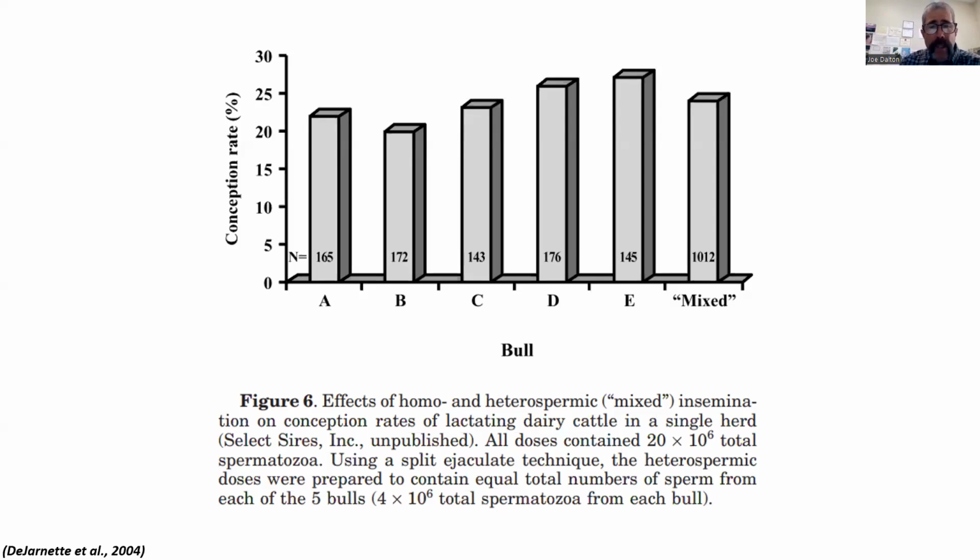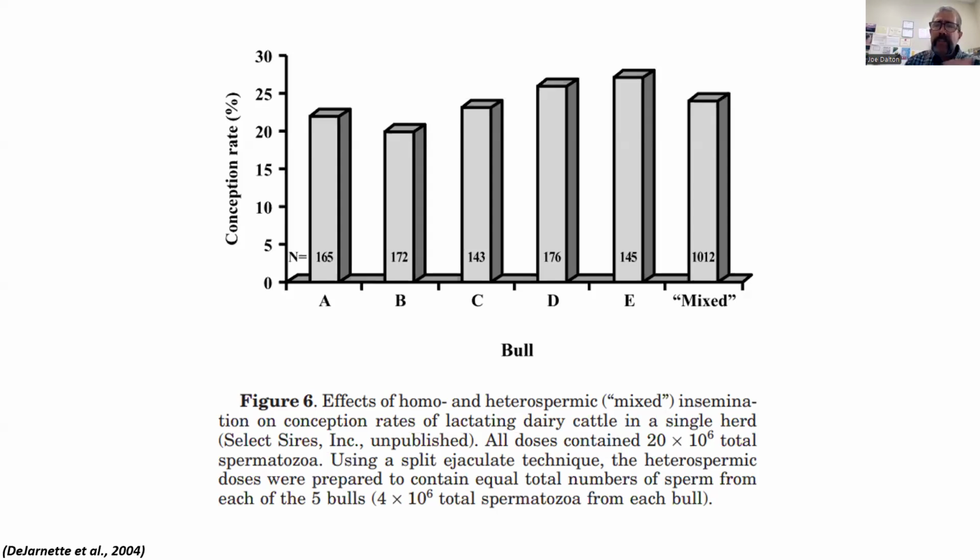The heterospermic doses were prepared to contain equal numbers of sperm from each of 5 bulls. So this is a study that used 5 bulls within their mix, and each bull was represented at 4 million sperm cells for 20 million total.